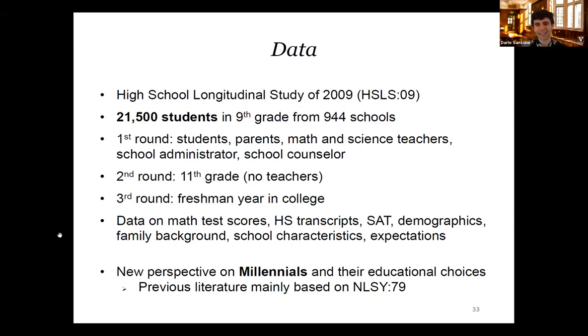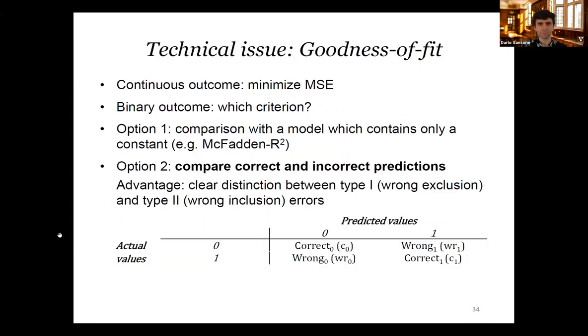I even have the SAT, which is usually private information. And the other cool thing about this data set is that it's about millennials. It's about a new cohort of students, in contrast with the previous literature, which mainly focused on older cohorts. And so this may be more relevant for policymakers nowadays, since it's a more recent cohort.